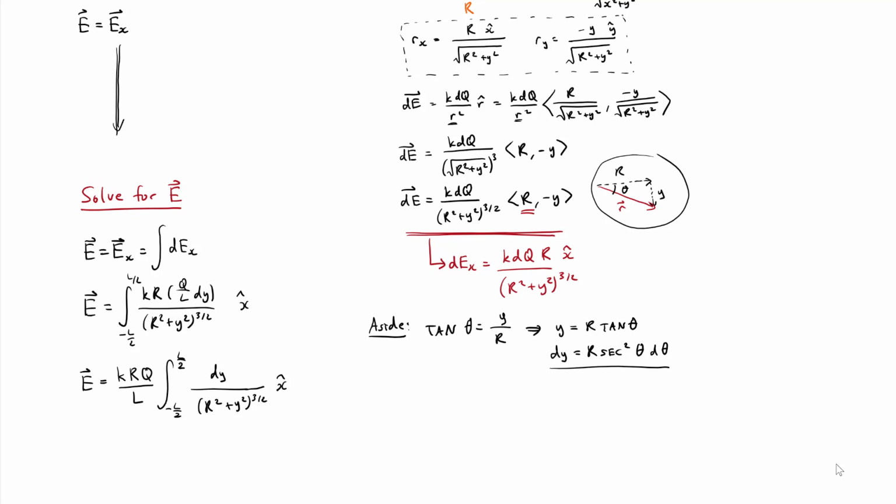Okay, so that's one done. Next, I want to make a substitution. So let's say secant of theta is equal to hypotenuse over adjacent. If I take a look at this triangle again, the hypotenuse is r, and what was r again? R was the square root of r squared plus y squared, and adjacent is capital R. So I can rewrite this as the square root of r squared plus y squared is equal to R secant theta.